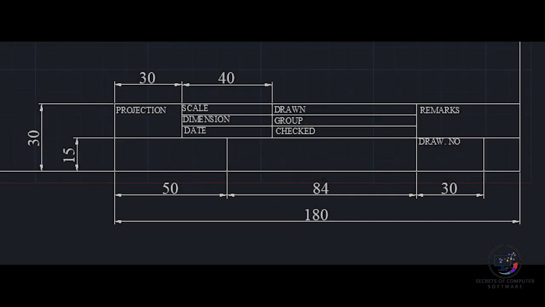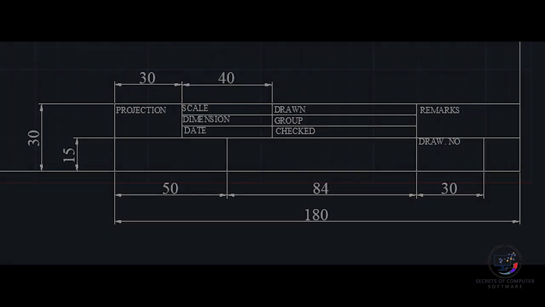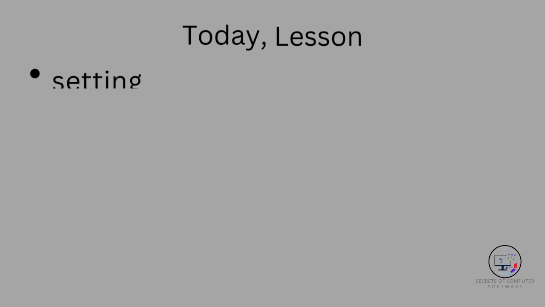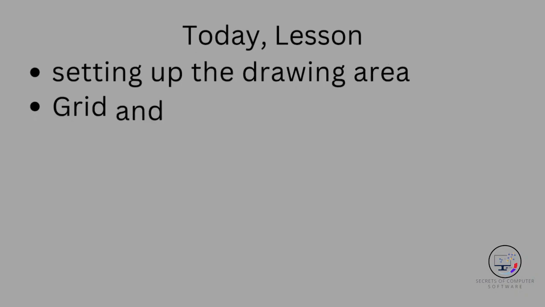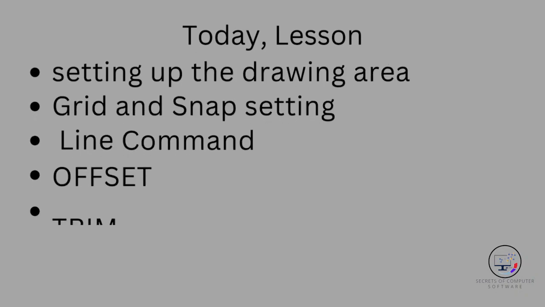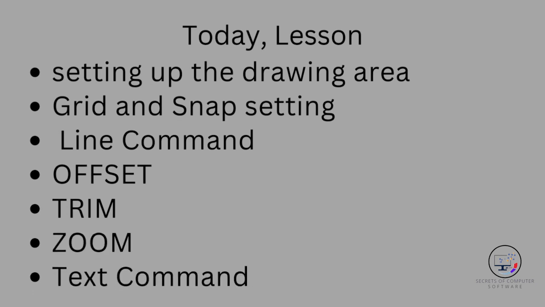Today we're going to learn about preparing the AutoCAD drawing area, margin, and title block. To accomplish this, we will go through the following lessons: setting up of the drawing area, grid and snap setting, line command, offset, trim, zoom, and the text command.